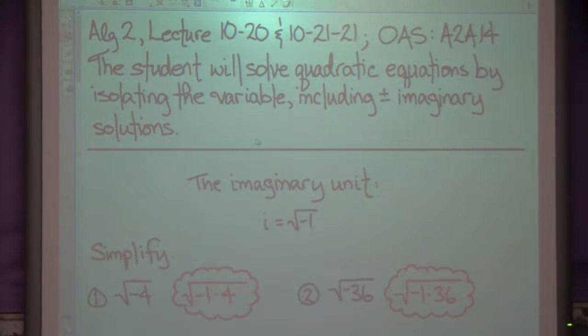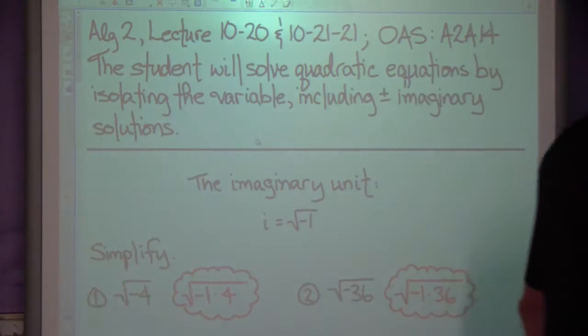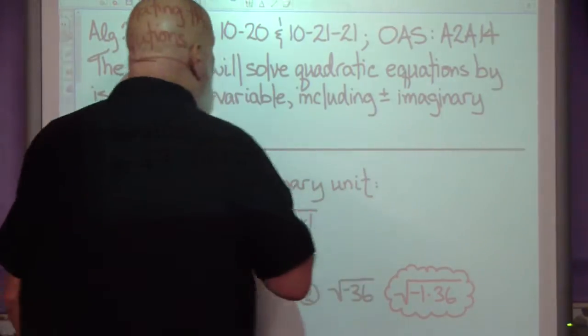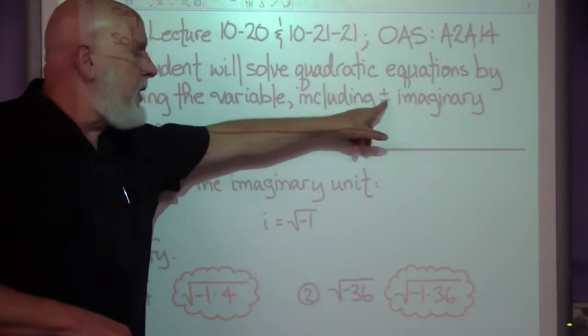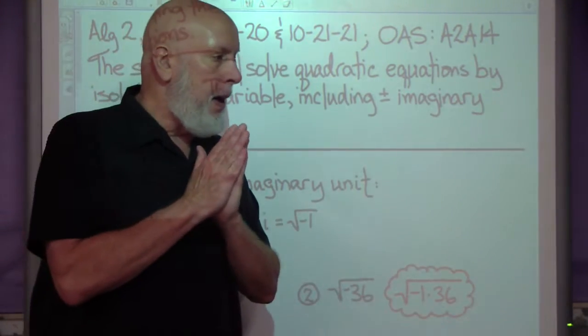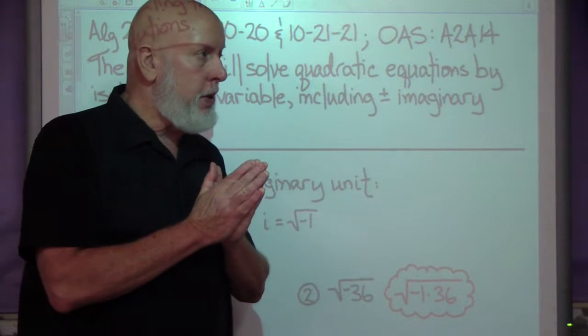All right. We've got Algebra 2, Lecture 1020, 1021, OSA 2A14. The student will solve quadratic equations. Again, we're doing quadratic equations by isolating the variable, just like we did in the last lecture, including positive and negative imaginary solutions. We're going to be introduced today to the idea of imaginary numbers.